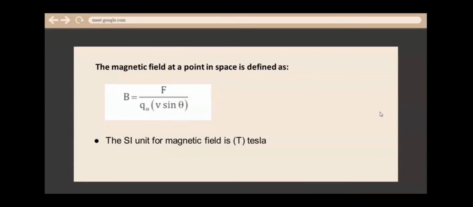So the magnetic field at a point in space is defined as B equals F over qV sin θ, where sin θ is not equal to zero. The SI unit for magnetic field is the Tesla, T. Here F is the magnitude of the magnetic force on a positive test charge and V is the velocity of the charge that makes an angle θ with the direction of the magnetic field.